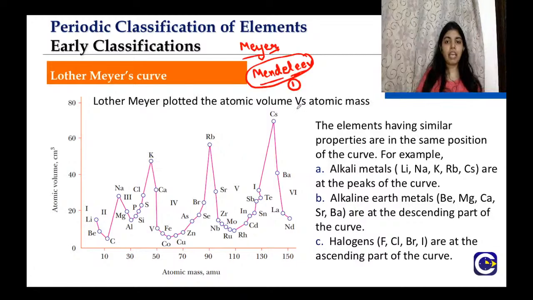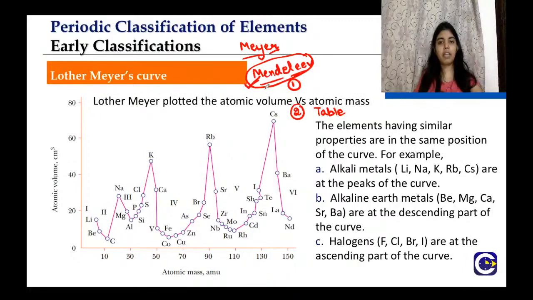Second, Mendeleev's work was in the form of a table, while Meyer's work was in the form of a graph. It is not easy to study a graph rather than a table. Studying a table is much easier. Therefore Mendeleev got the name for the periodic classification of elements. His name became more pronounced than that of Meyer.